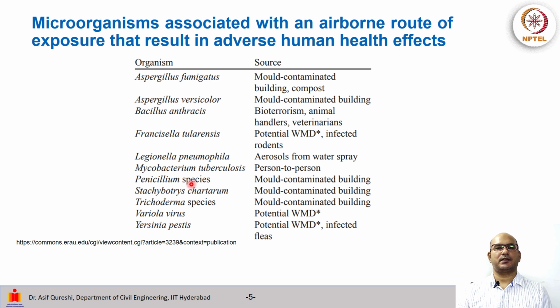The Penicillium species, similar to Aspergillus fumigatus and Aspergillus versicolor, can be found in mold contaminated buildings. Likewise, Stachybotrys chartarum and Trichoderma species are also emitted from mold contaminated buildings. So there are a lot of organisms that are emitted from mold contaminated buildings, and thus their production and existence in the indoor environment is directly related to the condition of the building. Then variola virus and Yersinia pestis again could be lab based microbes or bioorganisms. Yersinia pestis can also be sourced from infected fleas.